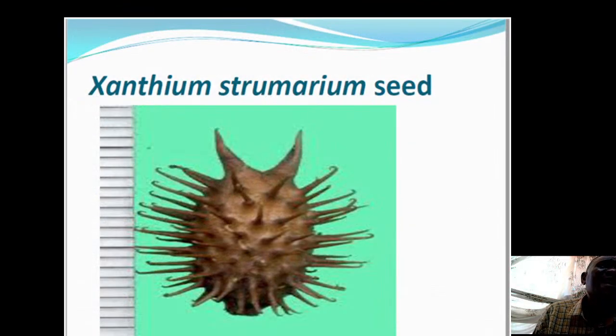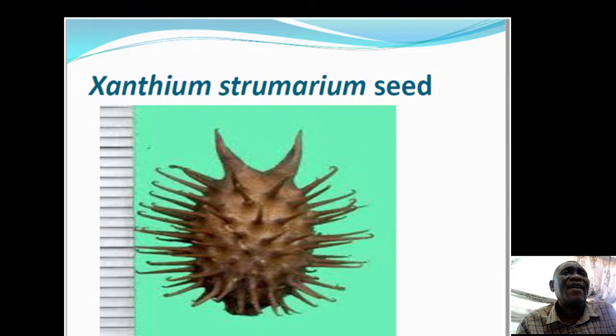So this is Xanthium strumarium, which can produce different types of seeds. In fact, if you crack that shell, you may have two seeds with different germination characteristics. This is for the survival of this weed.